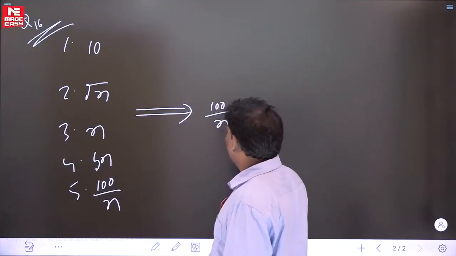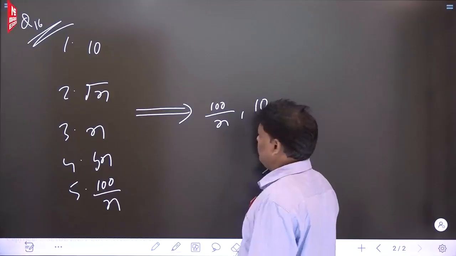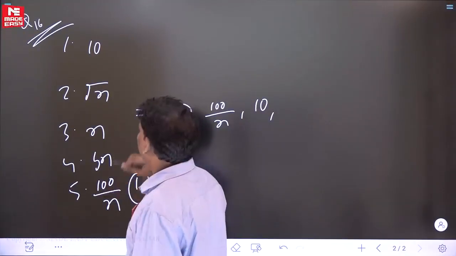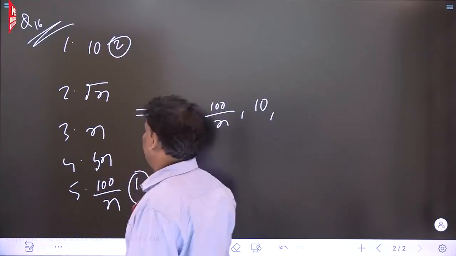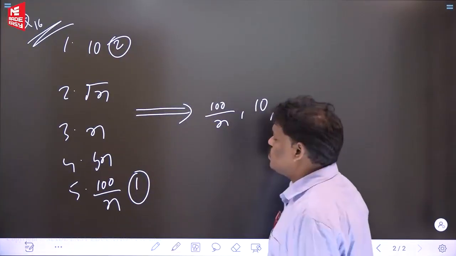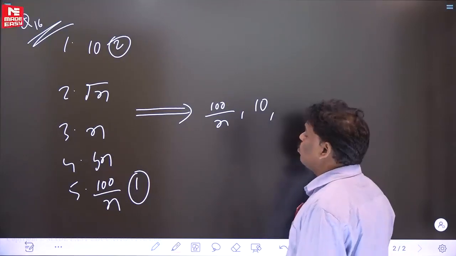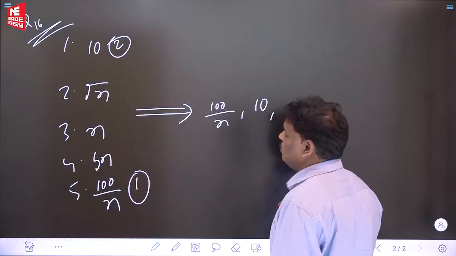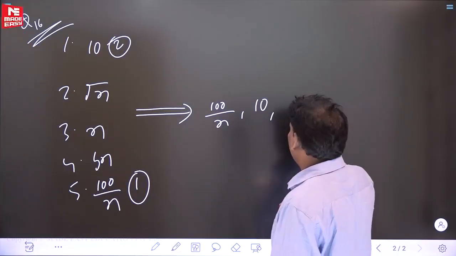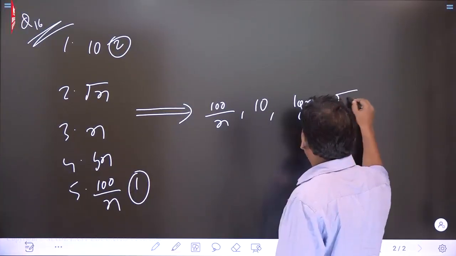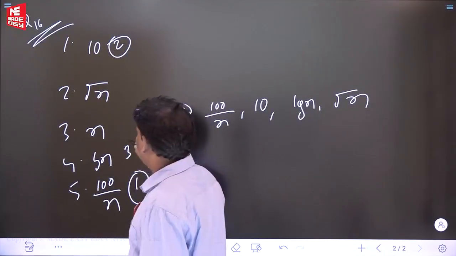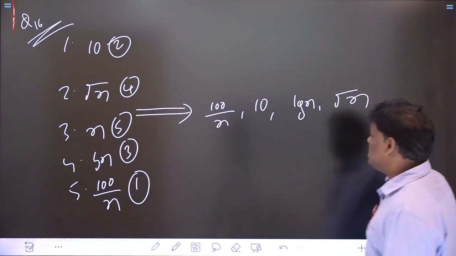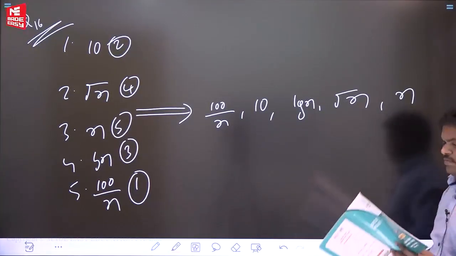100 by n. Next smaller is 10. It is the first smaller, it is the second smaller. Everyone knows that. Next one: root n and log n. Everyone knows root n and log n. Log n also decreases the value, root n also decreases the value, but log decreases it a lot. So the next one is log n, next one is root n. It is the 3rd, the 4th, the 5th. After root n is over, the next one is n. This is the order.